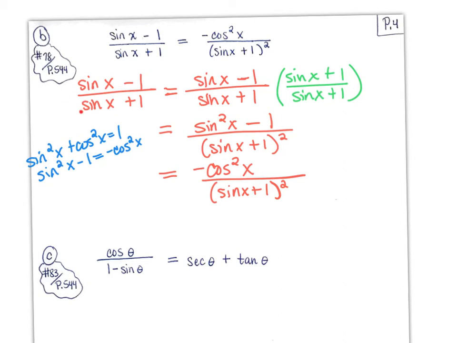We started with the left-hand side. We multiplied by 1 in this form. And then we simplified using a trigonometric identity, and we got what we wanted. What questions do you have?